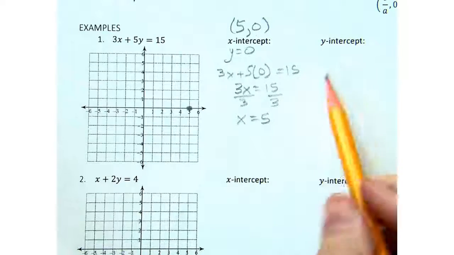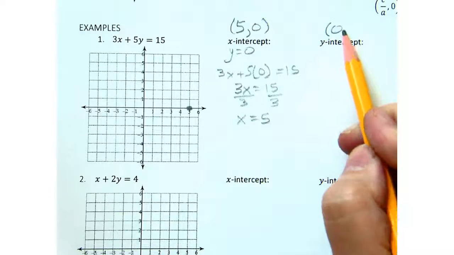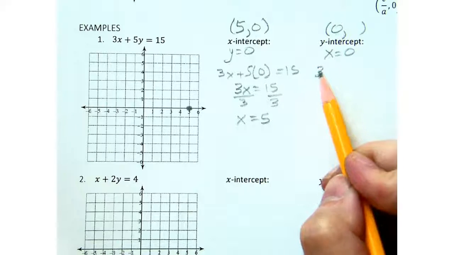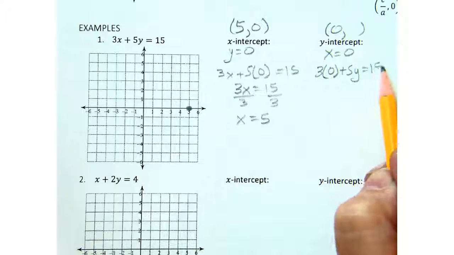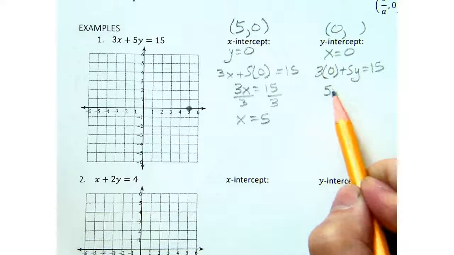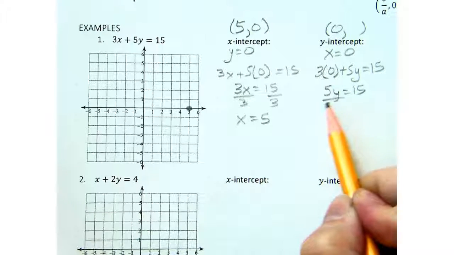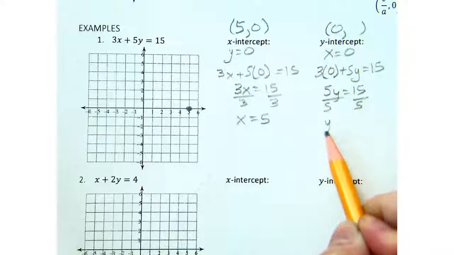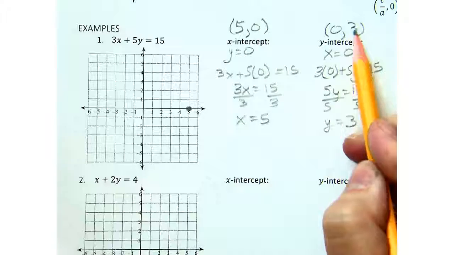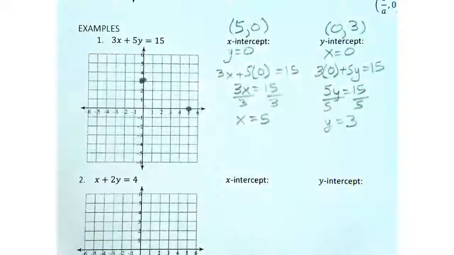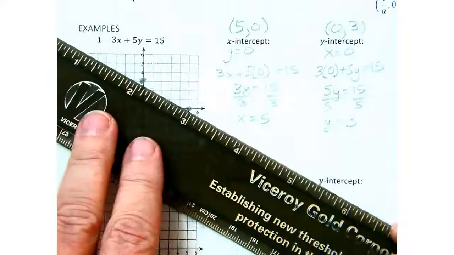To find the y-intercept, set x equal to 0. Now solve for y, giving us 3 times 0 plus 5 times y equals 15, or 5y equals 15. Divide both sides by 5 for y equals 3. The y-intercept is (0, 3). We now have 2 points, so we can graph a line.